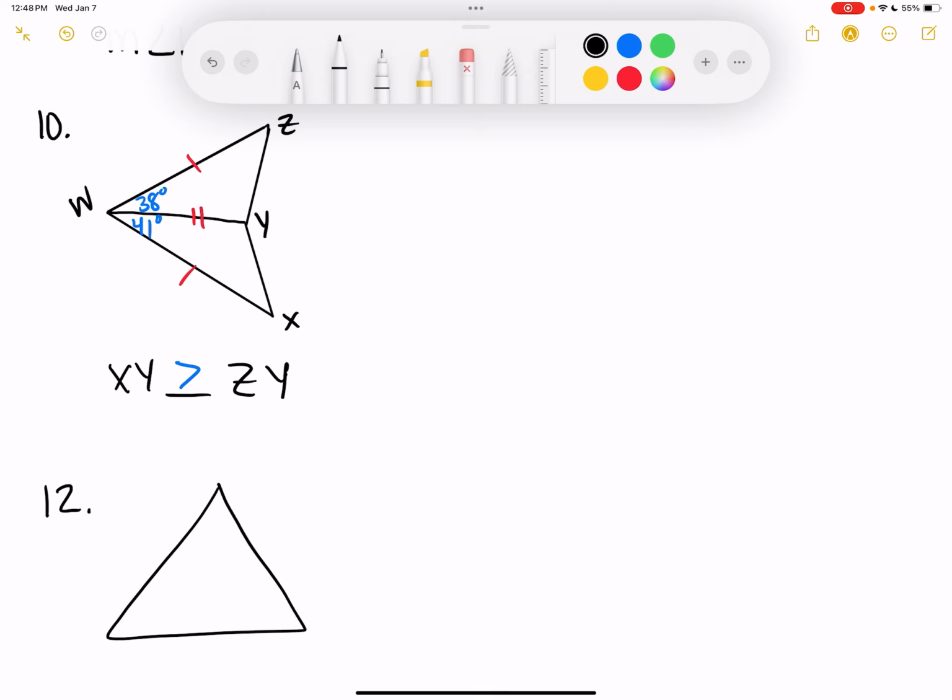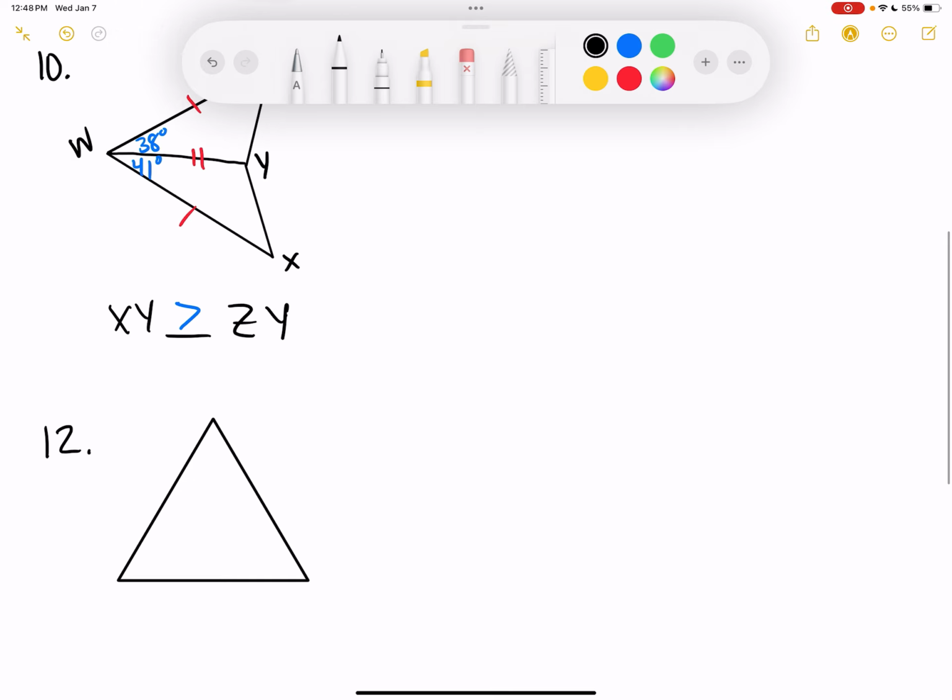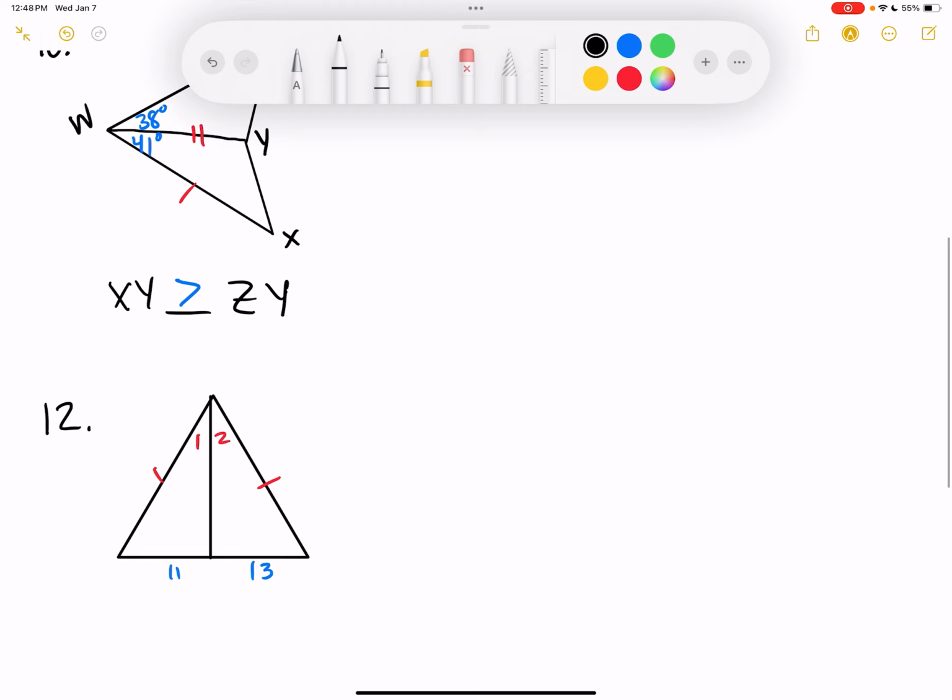12. Again, I've got two triangles that are touching. I have the 1 and the 2 are angle names. If they don't have the degree symbol, it's just the name of the angle. And then we have the side length of 11 and the side length of 13 there. So what else do I know about this triangle? Is it congruent in the middle? Yep, this middle part is congruent.